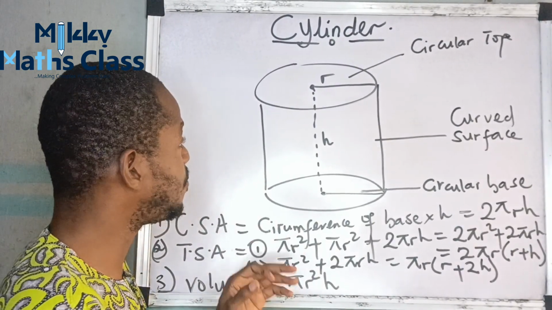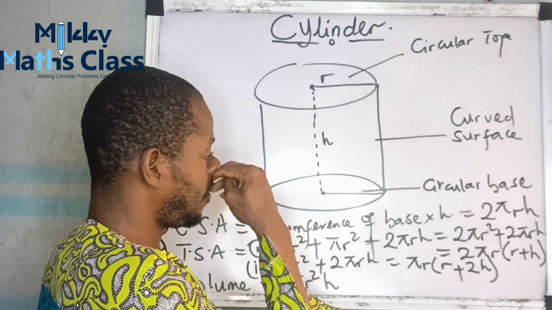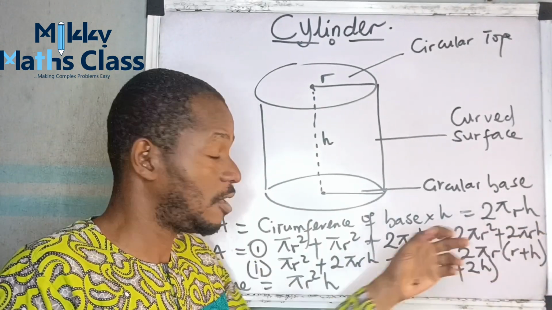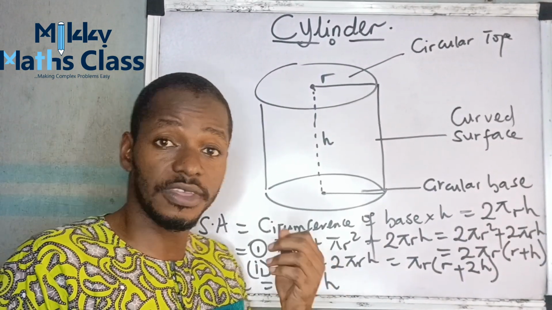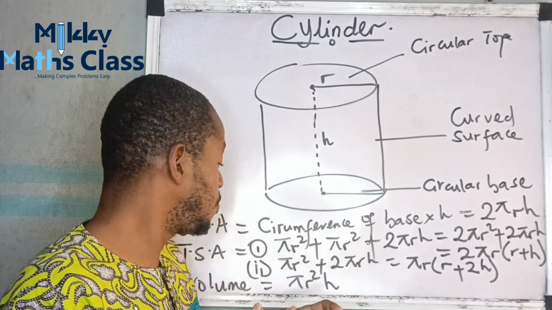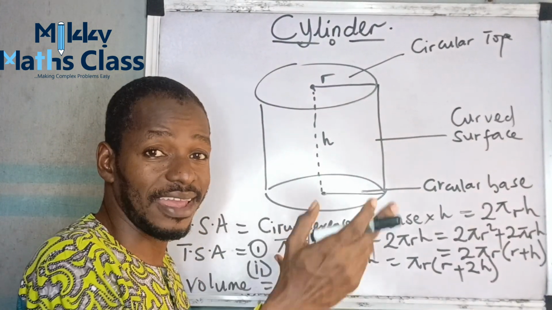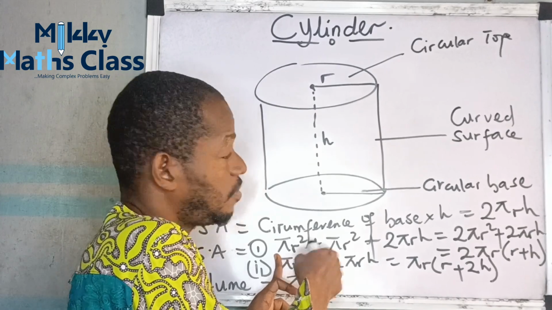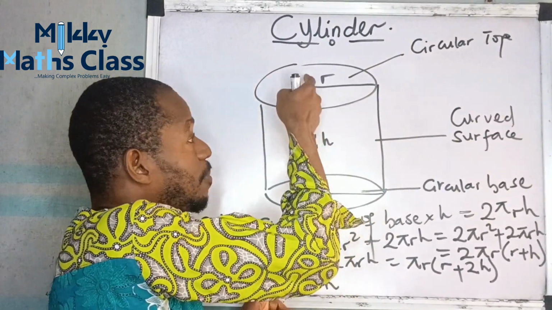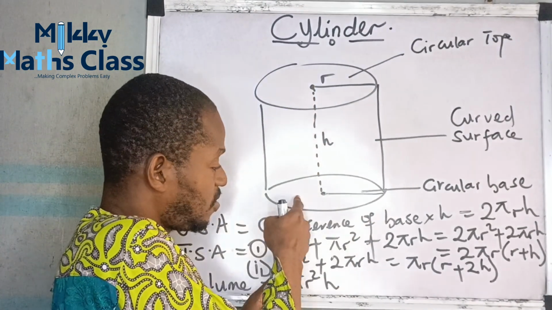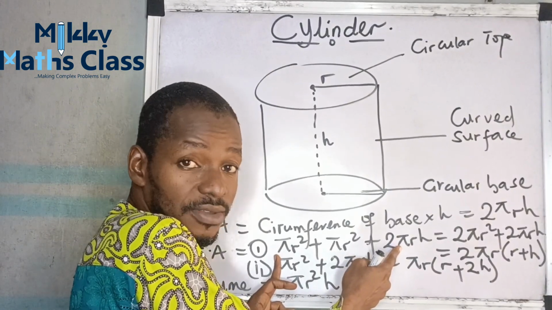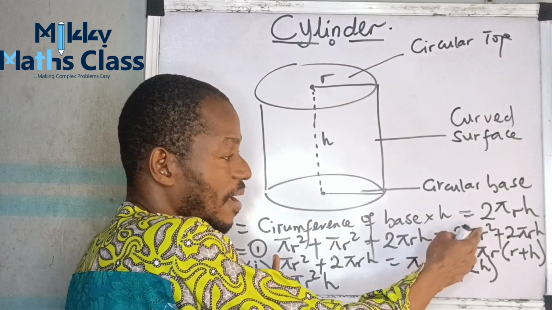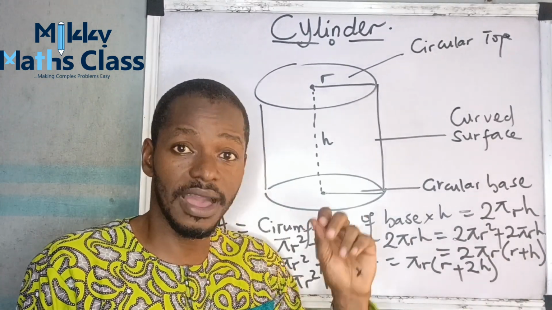Let me run through them again. The curved surface area is given by the circumference of the base times height. That's 2 pi r h. Now, the total surface area of the cylinder, there are two. When both ends of the cylinder are closed, that's pi r squared plus pi r squared, being the base of the top and the bottom figure, which is a circle, plus the curved surface area. Pi r squared plus pi r squared, you have 2 pi r squared plus 2 pi r h, being the curved surface area of the cylinder.